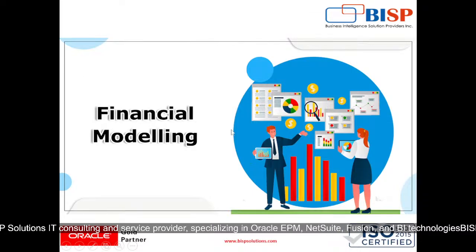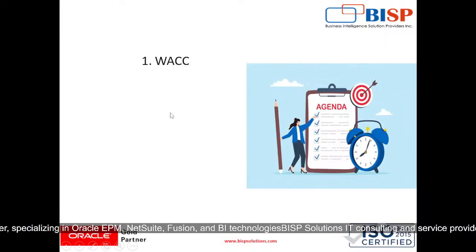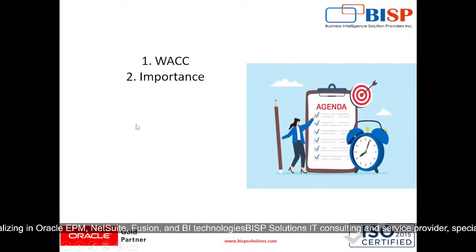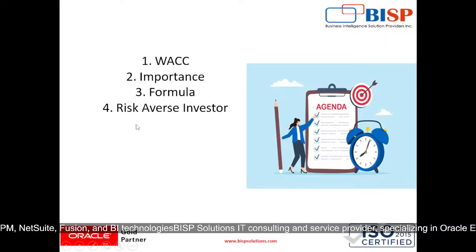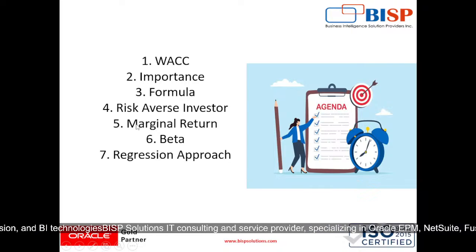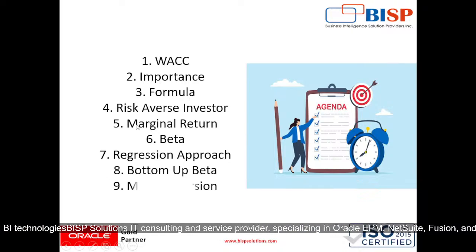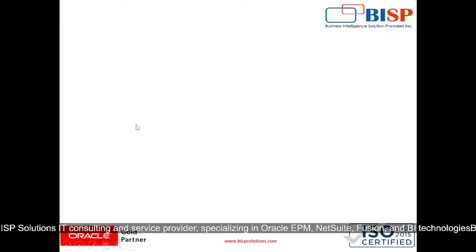So in today's webinar, we will be moving forward with our new topics. But before jumping to our new topics, we will see what we covered previously in our sessions. We have covered WACC, the importance of doing WACC and the formula for the same, and risk averse investors and marginal return. We have discussed beta and the regression approach, and bottoms up beta, mean reversion and beta drifting we have studied in our previous session.